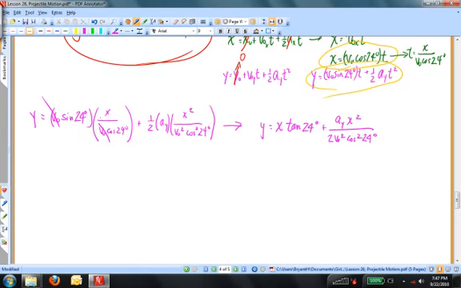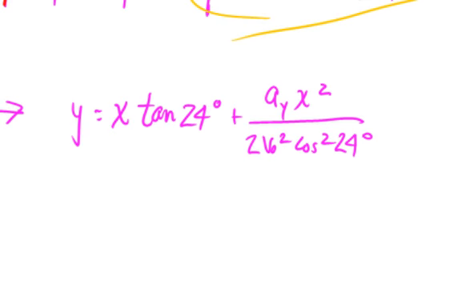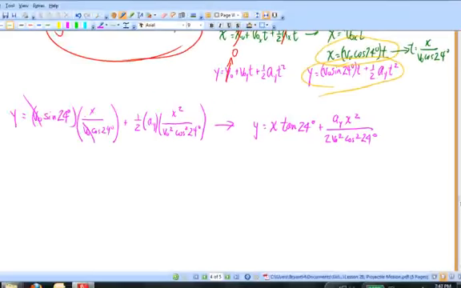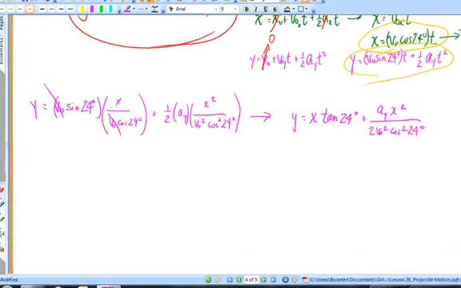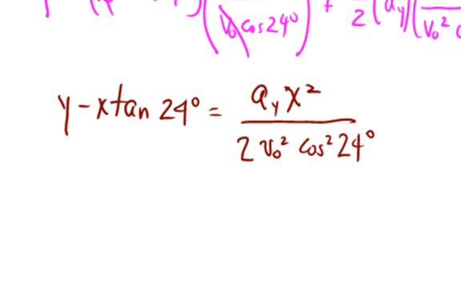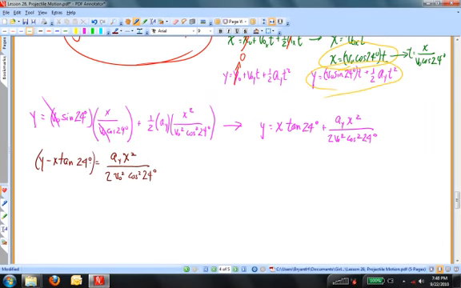Now I'm trying to figure out what v naught is. I see my v naught is buried down in the denominator of this second term on the right hand side. So I'm going to subtract the x tangent 24 from both sides and then massage this equation to get this v naught on one side and everything else on the other side. Now if I look at the left hand side as a term in parentheses, I could divide both sides of the equation by the parentheses, multiply both sides by v naught squared, and take the square root. I want to do that all in one step.